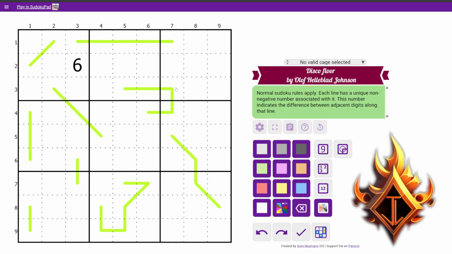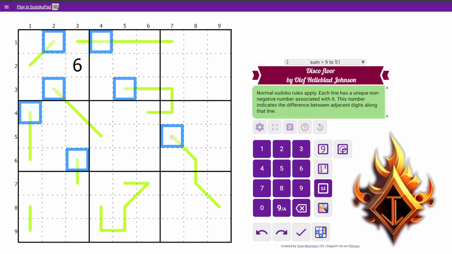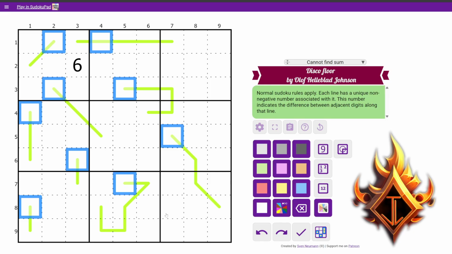Each line has a unique non-negative number associated with it. This number indicates the difference between adjacent digits along that line. How many lines do we have then? We have one, two, three, 4, 5, 6, 7, 8, 9.